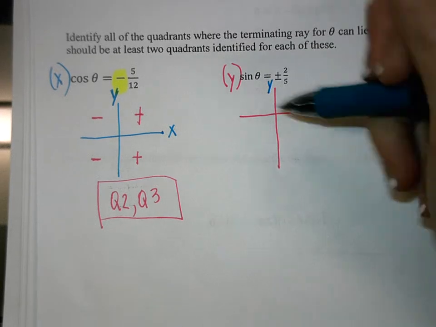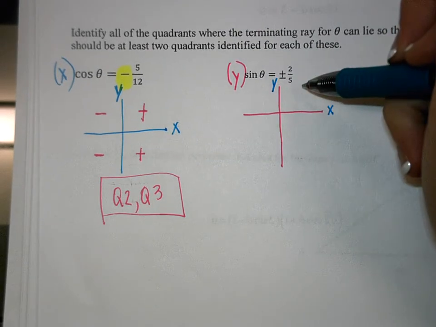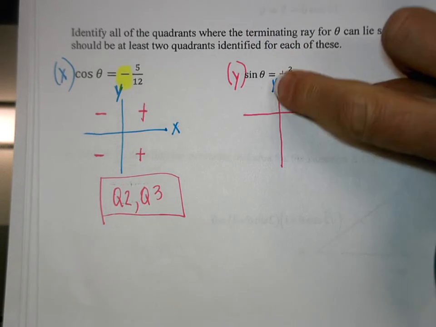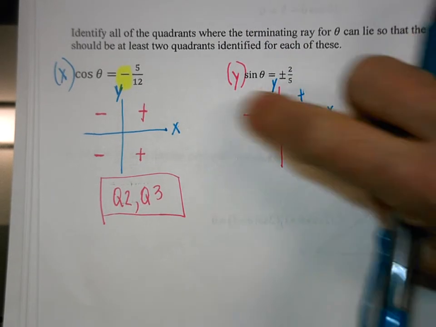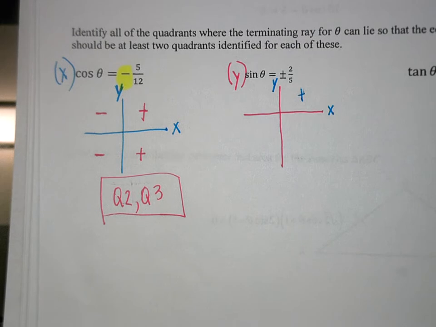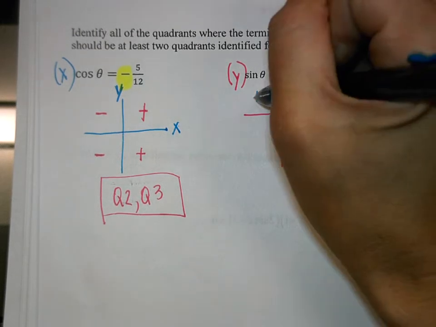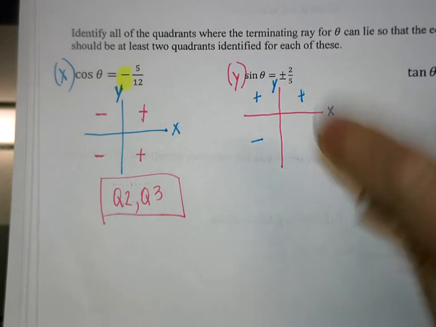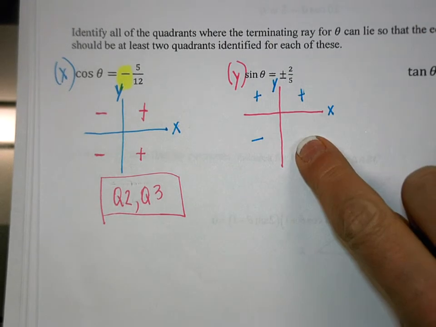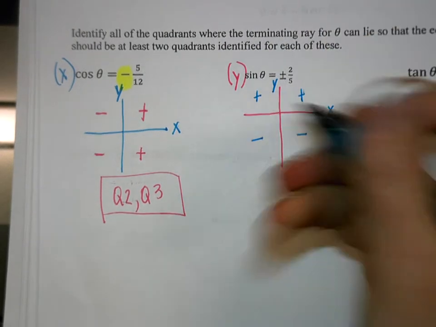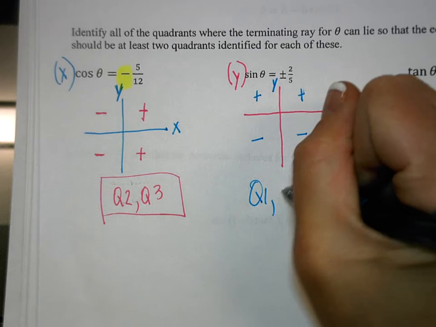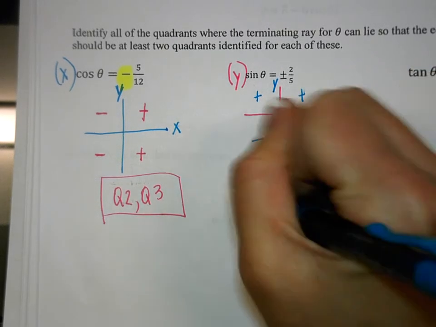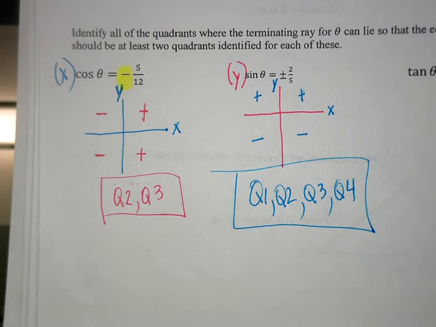And so in quadrant 1, the y values are positive or negative? Positive. Because here's your y-axis. You're going up, which is positive. In quadrant 2, the y values are positive. In quadrant 3, the sine values or y values are negative. In quadrant 4, the sine values are negative. And so this answer is quadrant 1, quadrant 2, quadrant 3, quadrant 4. If you put all 4, that's fine. I'm just writing it out.